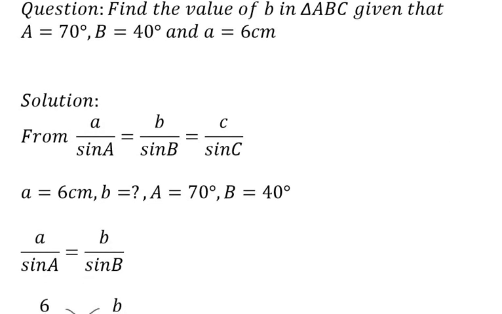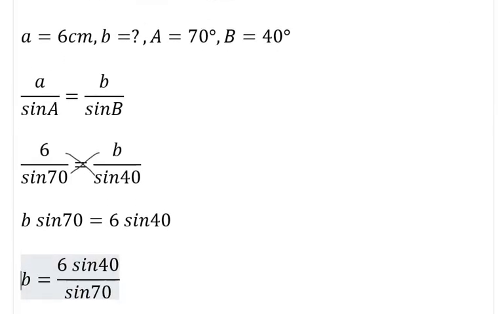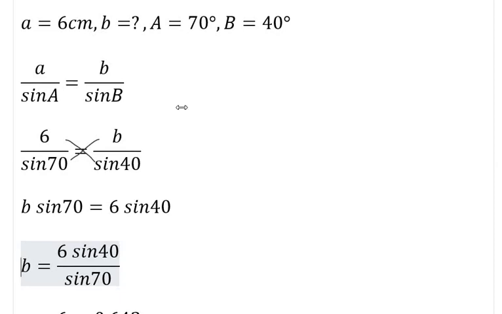Having done that, we just place our values in there. Small letter a is 6 centimeters, that's why we have this 6 here. Capital letter A is 70 degrees, so we have sine 70 equals our small letter b, which we are looking for, over sine 40, since capital letter B is 40 degrees. So let's just cross multiply: b times sine 70.